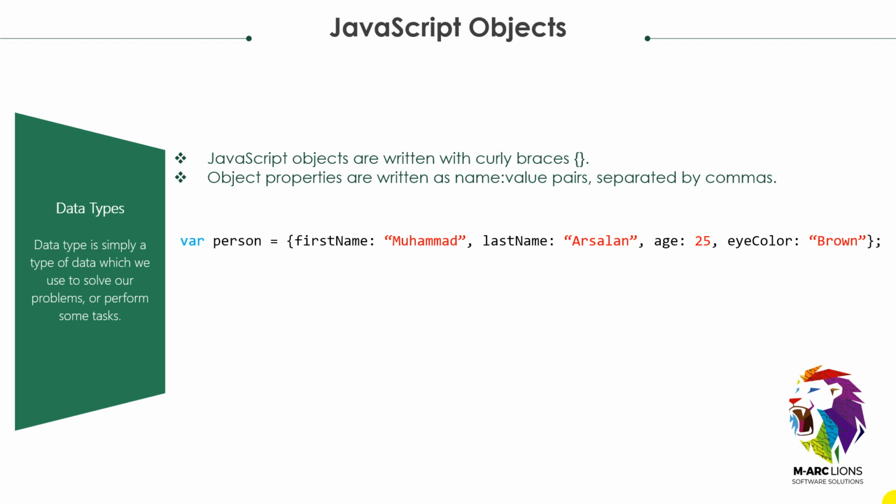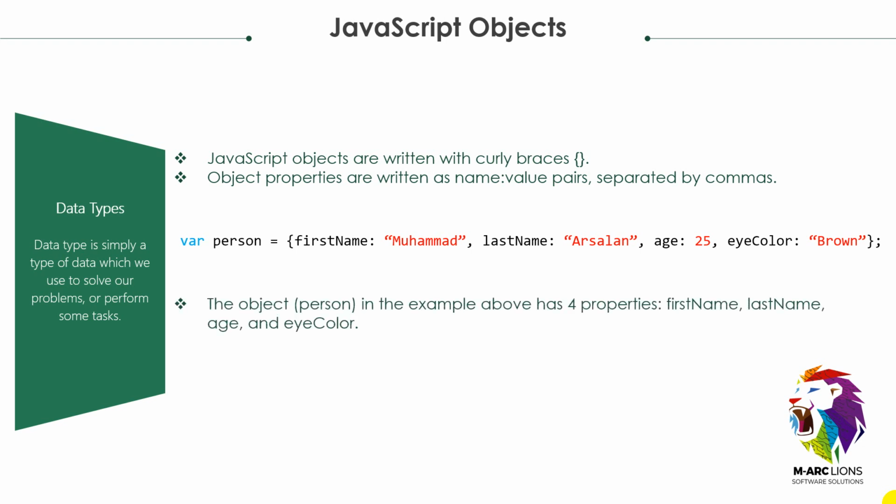It doesn't mean that if you are dealing with objects, the object properties should be of the same type. They can be of different types as well. Like you can see first name, last name and eye color have a string data type, but age has an integer data type. So you can hold different types of data in the object, and the object is itself a type. The object person in the example above has 4 properties: first name, last name, age, and eye color.